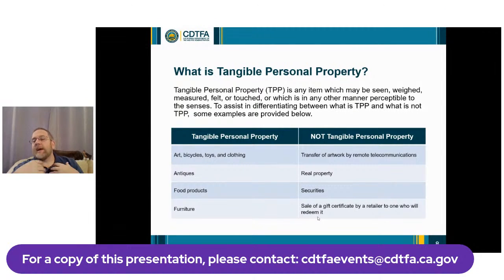Because the tax is actually on the sale of the item. It's immaterial if it's a new or used item. And then people don't like me and don't invite me to parties because I tell them that. So, but used items can be taxable. Food products are all over the map. We'll cover food in a little bit. Furniture, that's a big one.